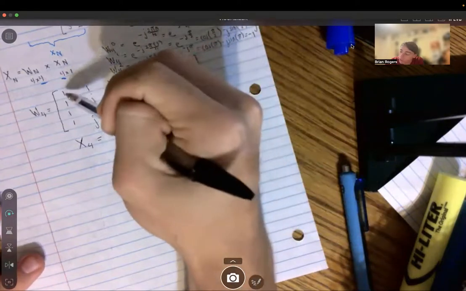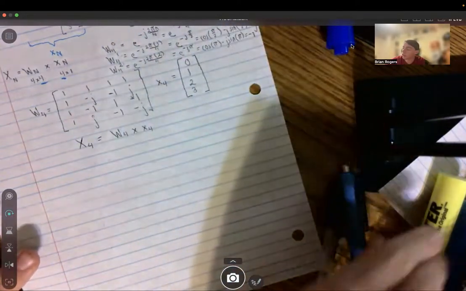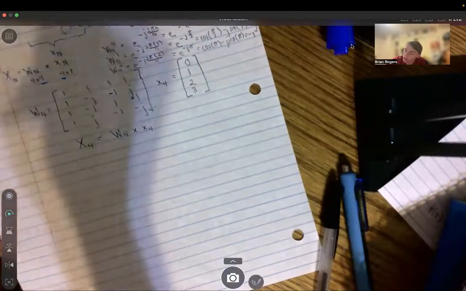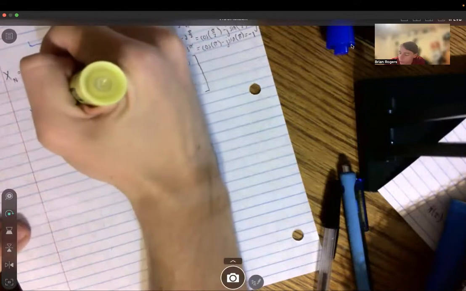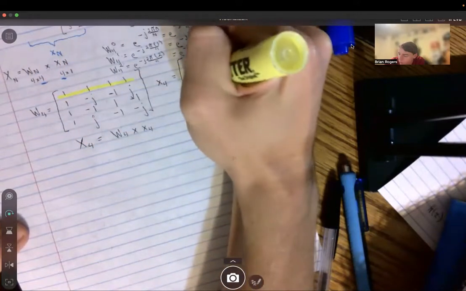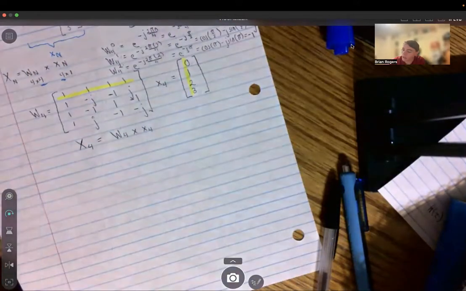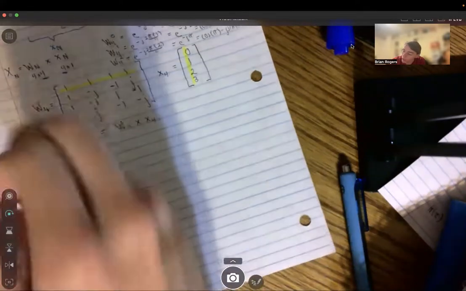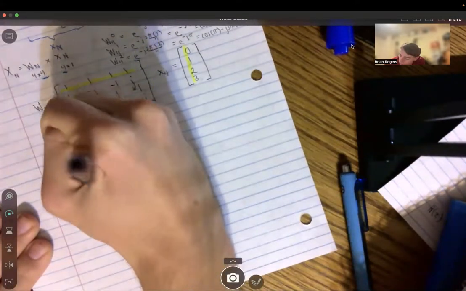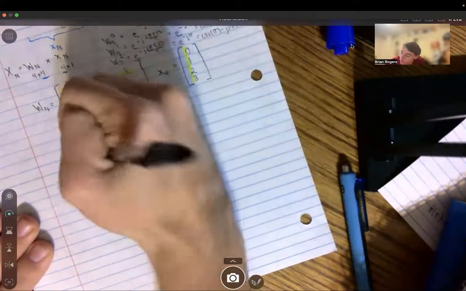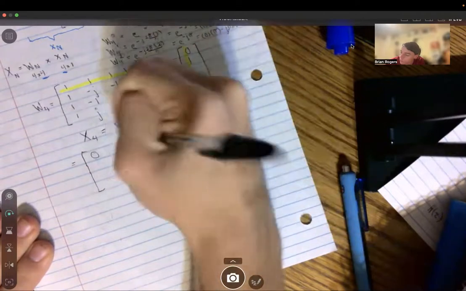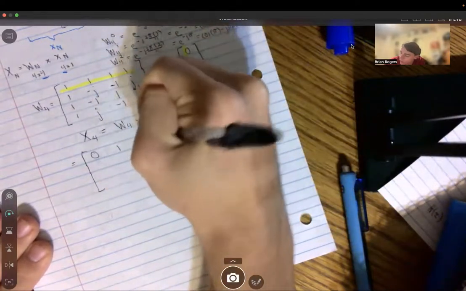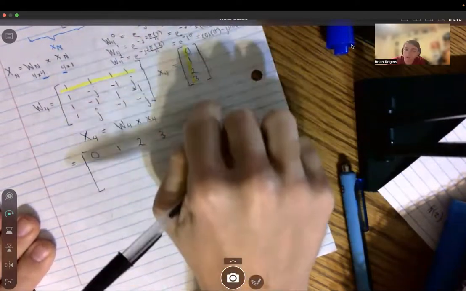I'm going to do an example. The first row here is going to be multiplied by the column here. So what you're going to get for the first one is the following: 1 times 0 is 0, 1 times 1 is 1, 1 times 2 is 2, 1 times 3 is 3. So as you go to the right, you go downwards.